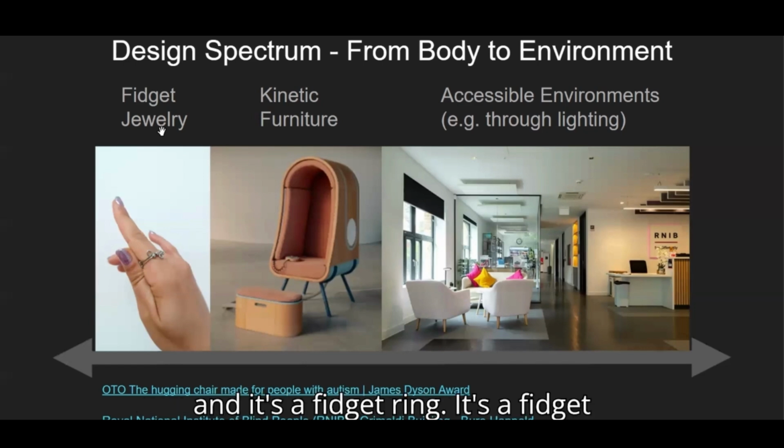And it's a fidget ring, it's fidget jewelry, so it's for the hypo type of profile. It's for when I need to fidget. Now, there's also kinetic furniture.